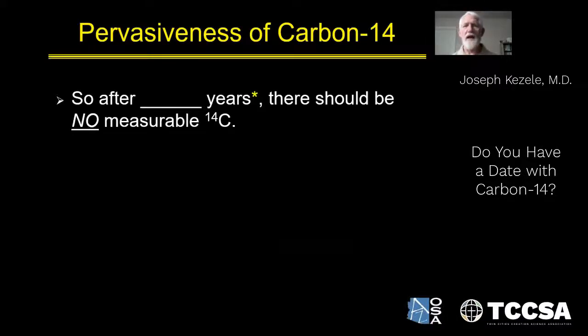So I can't hear your answers, so you're just going to have to shout to the walls. Okay, so after how many years using the evolutionary assumptions should there be no measurable carbon-14? And maybe I could read Julie's lips, I don't know. Okay, I think she said 80,000, 60,000. We'll take that range. Being very generous.